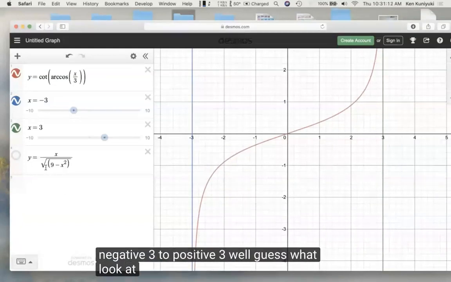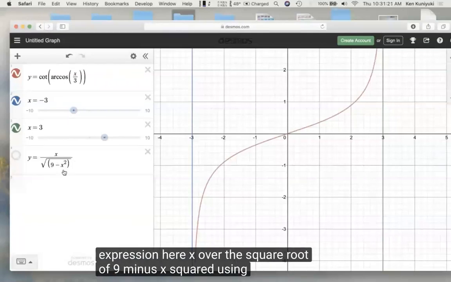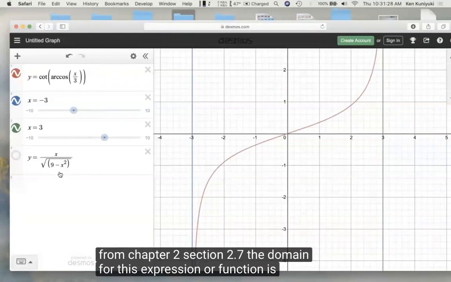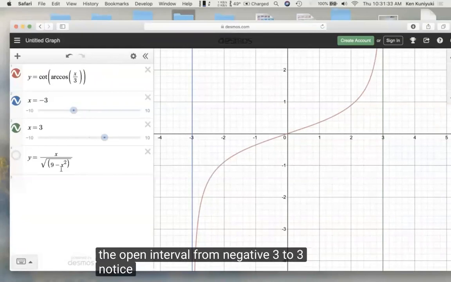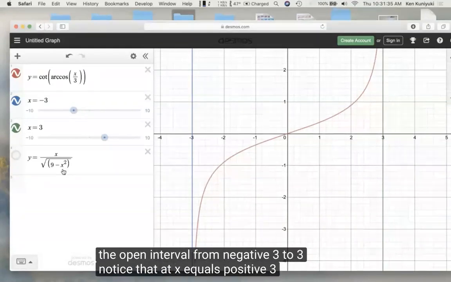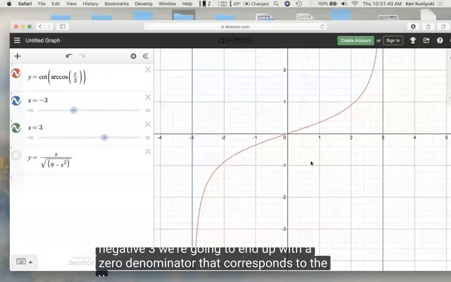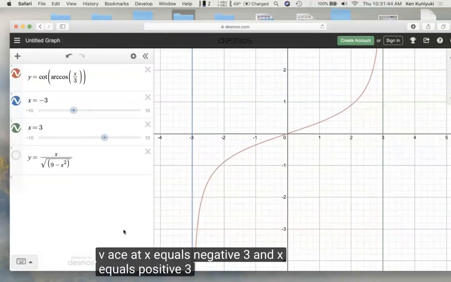Well, guess what? Look at this expression that we're claiming is equivalent to the given expression here, x over the square root of 9 minus x squared. Using the methods from chapter 2, section 2.7, the domain for this expression or function is, again, the open interval from -3 to 3. Notice that at x equals +3 or -3, we're going to end up with a 0 denominator. That corresponds to the VAs at x equals -3 and x equals +3.